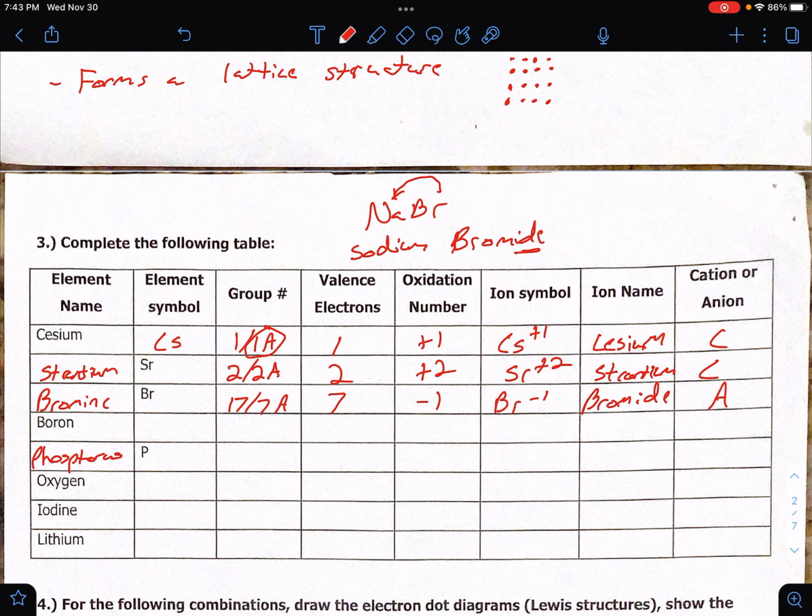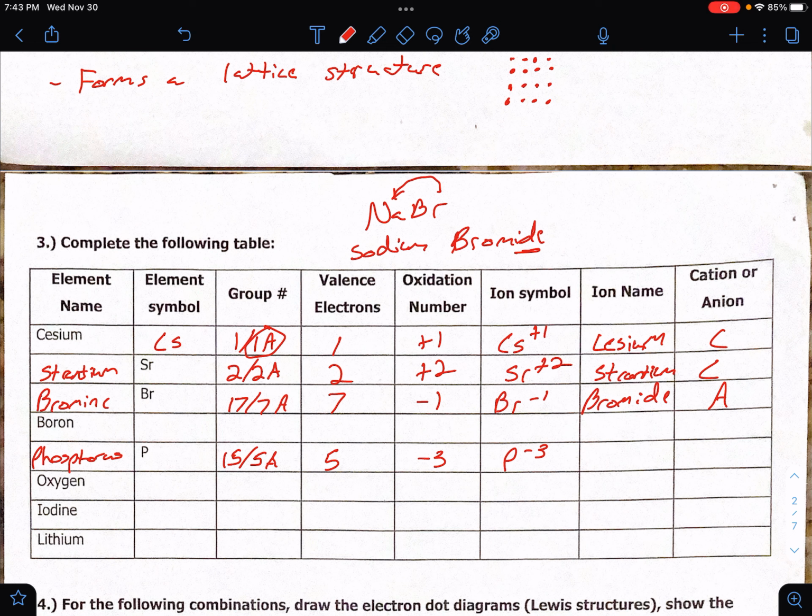My group for phosphorus would be 15/5A, which would give me 5 valence electrons, which would give me a -3 charge. Since you have 5 valence electrons, that means you need 3 electrons. So your ion symbol would be P, the abbreviation, with a -3 charge.